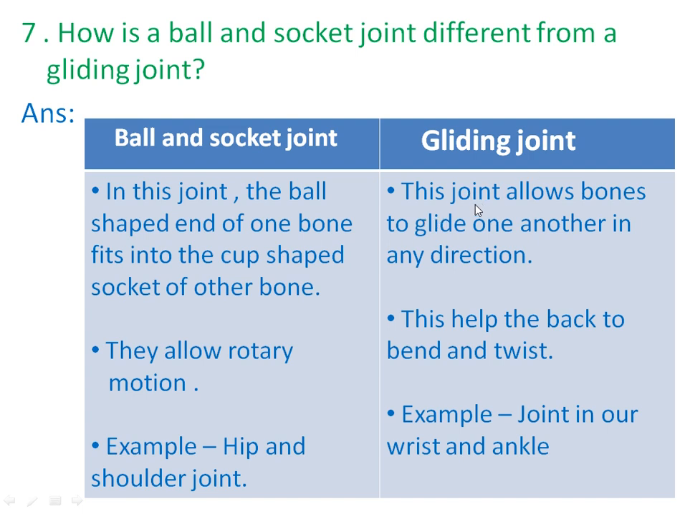Gliding joint. This joint allows bones to glide on one another in any direction. They allow rotary motion. This helps the back to bend and twist. What is the example of ball and socket joint? Hip and shoulder joint. Gliding joint example: joints in our wrist and ankle. This is the difference between ball and socket joint and gliding joint.